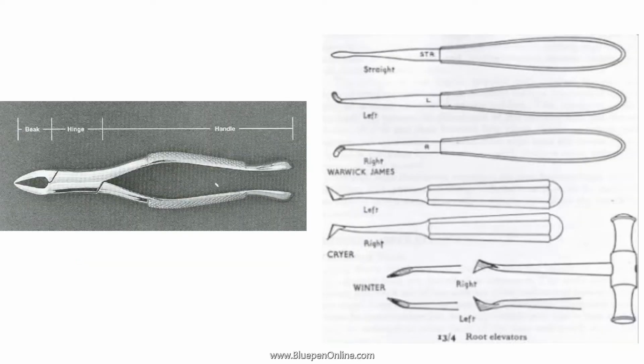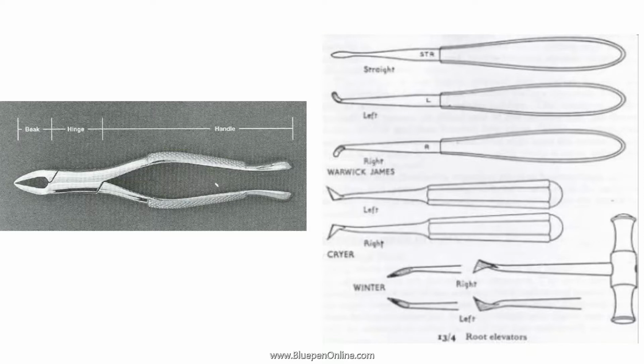So here you can see the picture of a forceps and some of the elevators. I hope the different types of forceps and the elevators are clear for you already from your clinics. Now let's see which are the different parts of forceps. In forceps, you can see there are 3 parts: beak, hinge and handle.